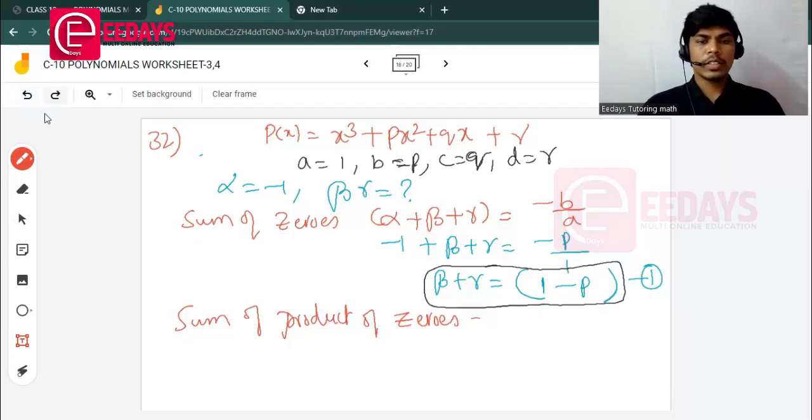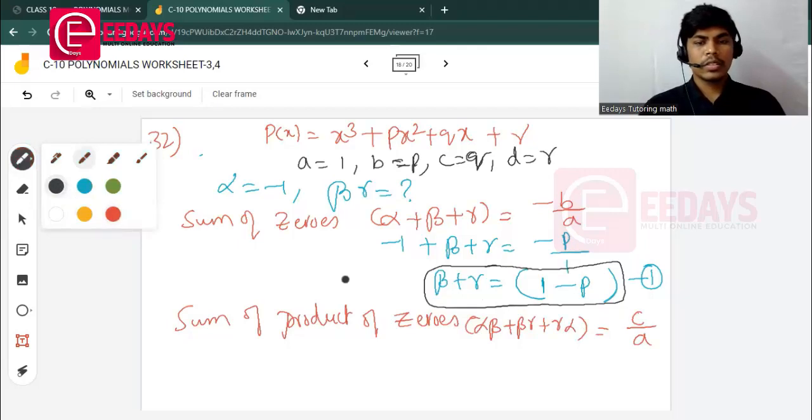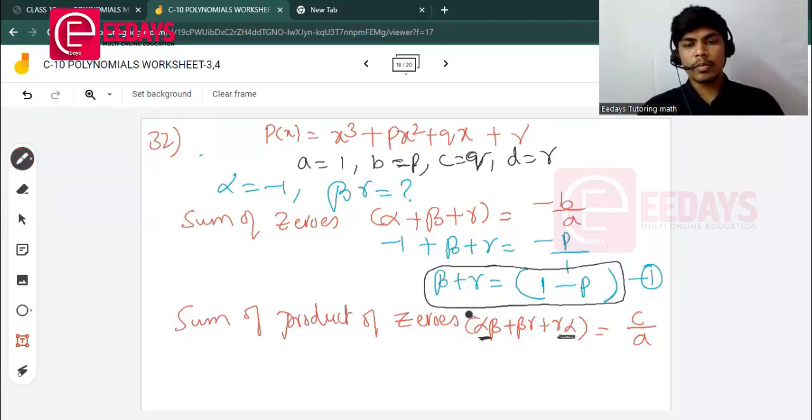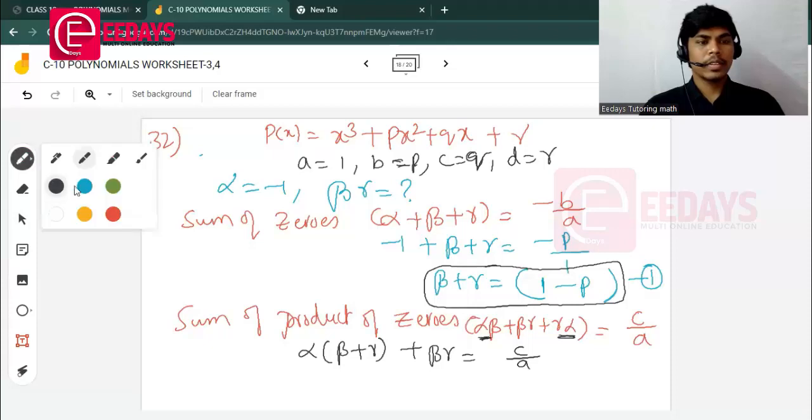So sum of product of zeros is nothing but alpha beta plus beta gamma plus gamma alpha, which is equal to c by a. Here alpha is common from both, so if we take alpha, then beta plus gamma is there, plus beta gamma is equal to c by a.